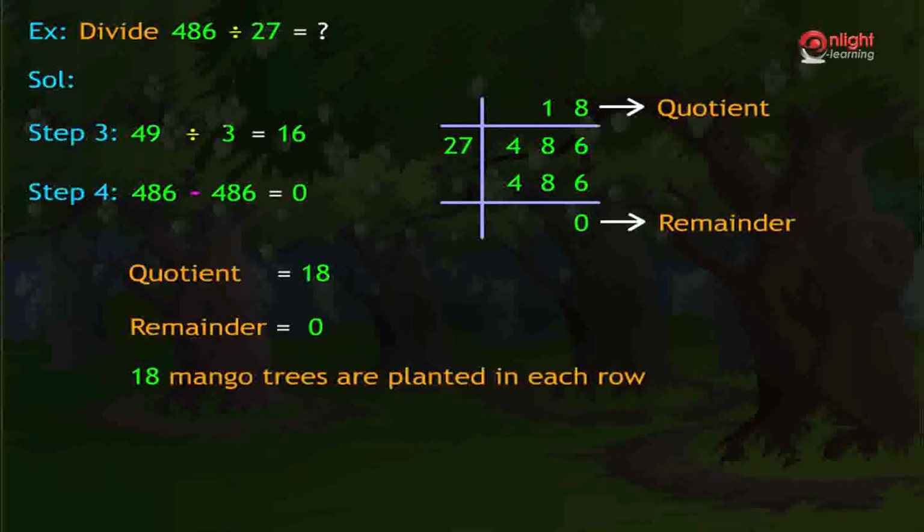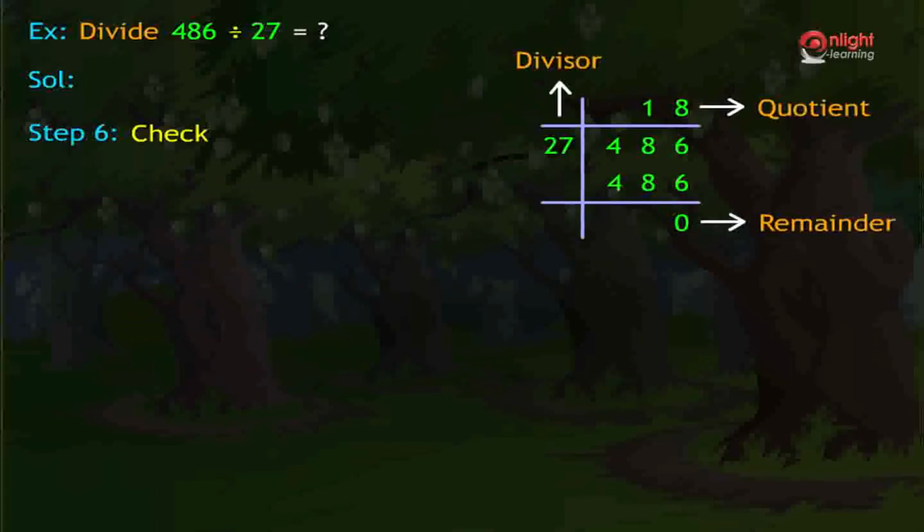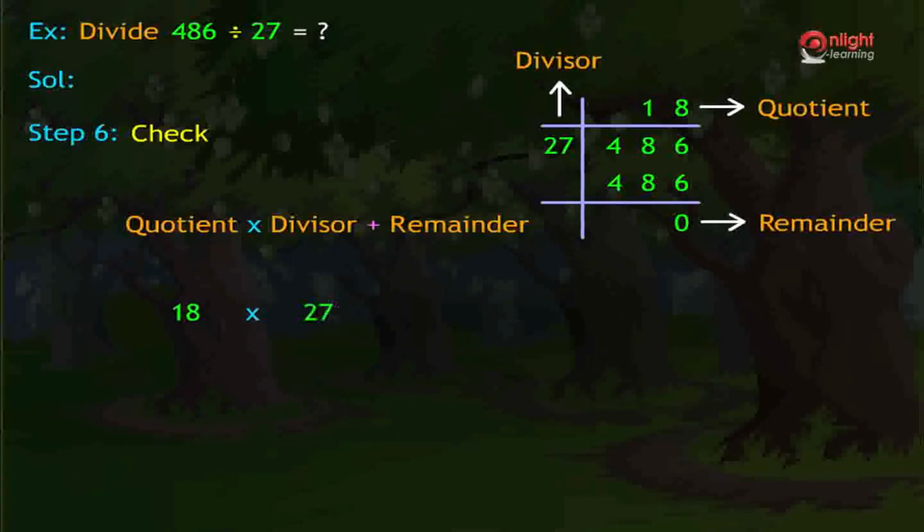So 18 mango trees are planted in each row. To check if our division is correct, we multiply the quotient with the divisor and add the remainder. Here 18 is the quotient and 0 is the remainder. 27 is the divisor. So 18 multiplied by 27 plus 0 gives us 486, equal to the dividend. Hence verified.